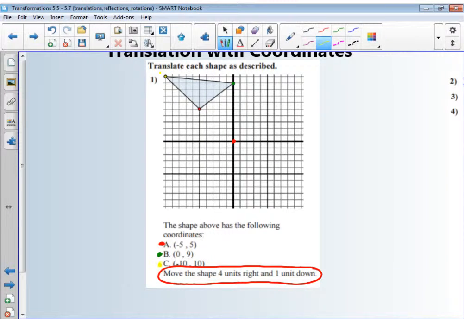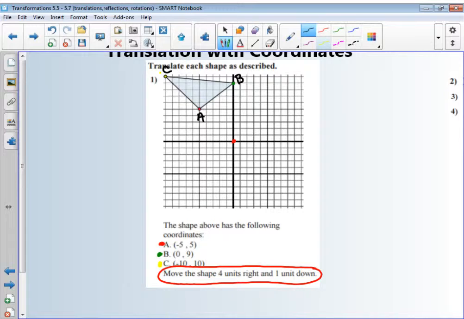Okay, so I'm gonna go ahead and mark those with colors. You do not have a colored sheet, so you're just kind of going off of the same locations as me. If you would like to mark them on your sheet, you could go ahead and mark them as this was A, this was B, and this was C. Okay, so now if I go ahead and translate, we're gonna first of all have to read what the translation was. And that was to move the shape 4 units right and 1 unit down.